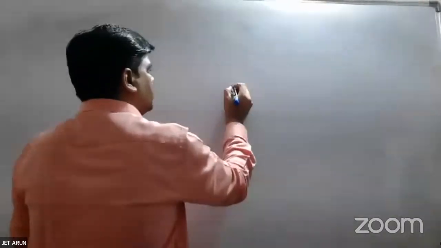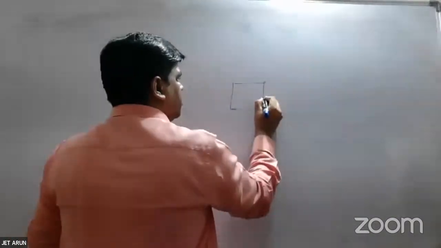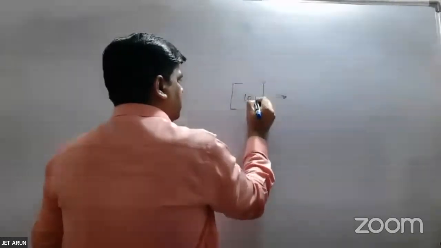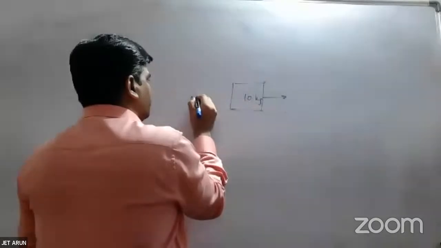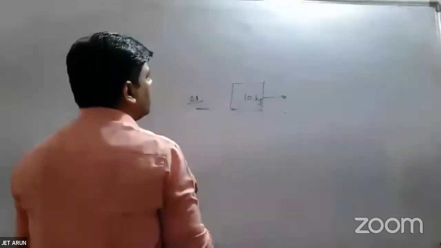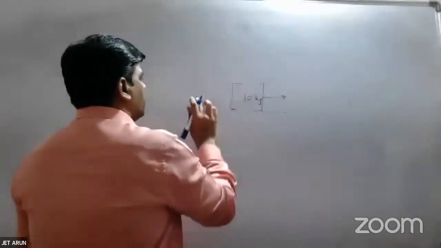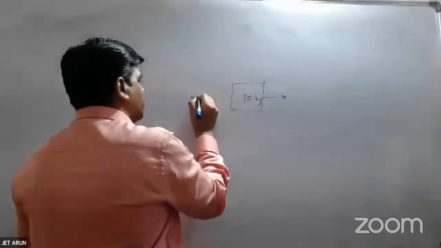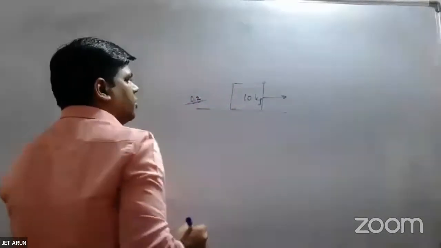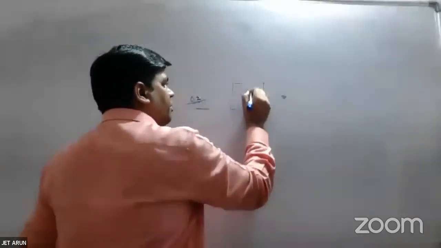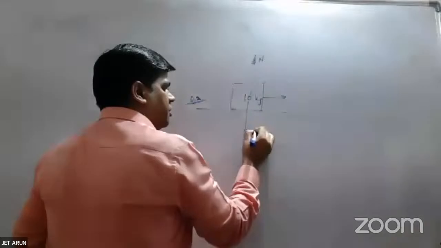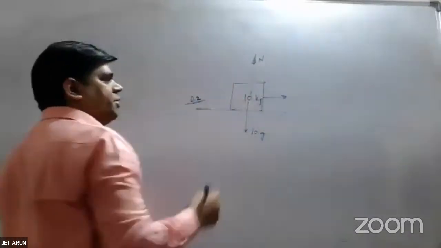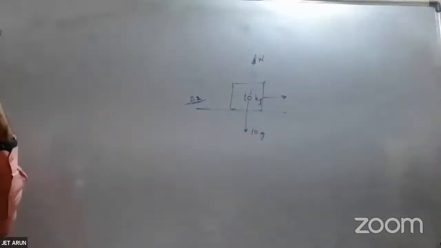Now look, there is a mass, 10 kg mass. Coefficient of friction, let's say 0.2. All right. So what is the normal reaction over here? 10g. Normal reaction is equal to 10g.